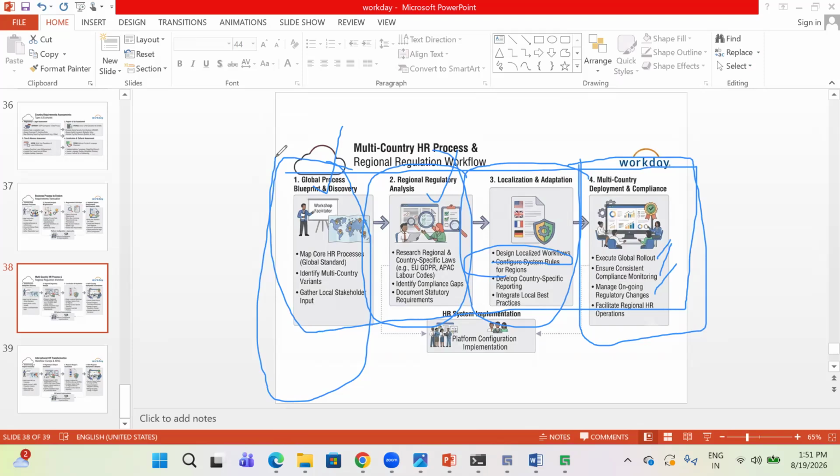So whenever there is any HR system implementation we have to do, or we want to configure the implementation on this platform, as a BA we need to work on it. So for any multi-country HR processes or any kind of regional workflows, these are the things we have to focus on.